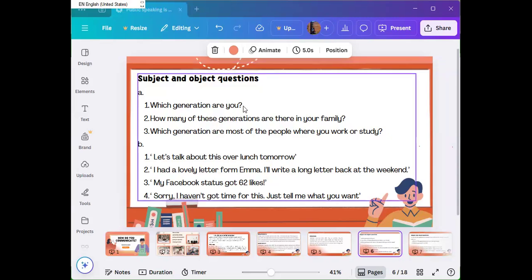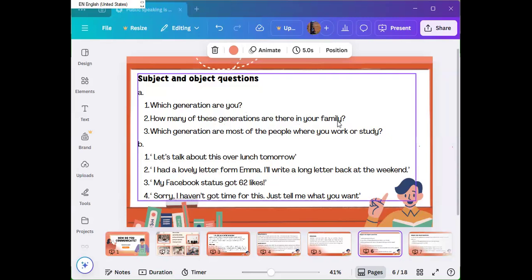So here we are discussing questions. Here is: which generation are you? You already answered it. So here: how many of these generations are there in your family? How many generations are in your family? Maybe start from generation X or baby boomer. How many generations are in your family?